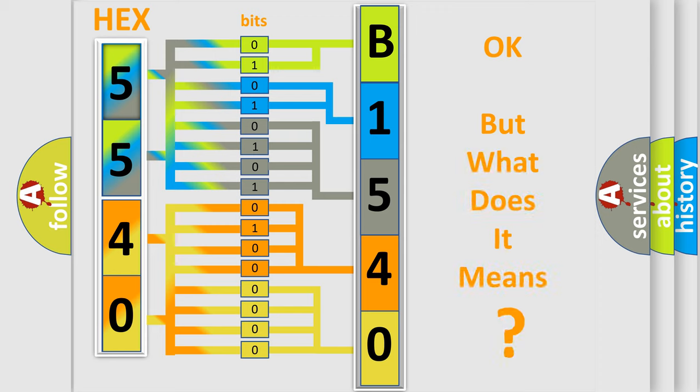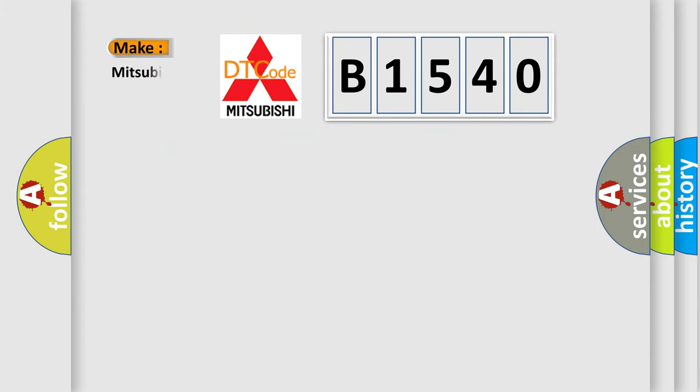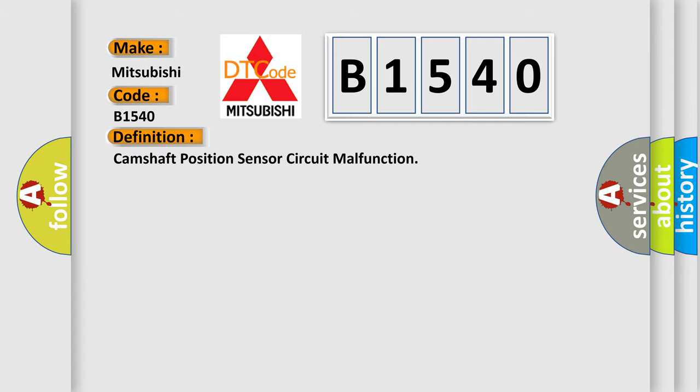The number itself does not make sense to us if we cannot assign information to what it actually expresses. So, what does the Diagnostic Trouble Code B1540 interpret specifically for Mitsubishi car manufacturers? The basic definition is camshaft position sensor circuit malfunction.